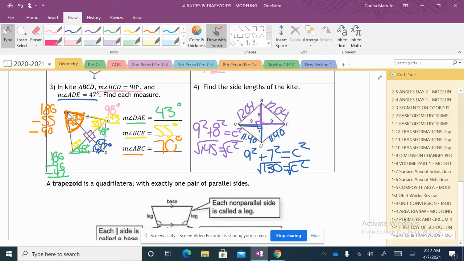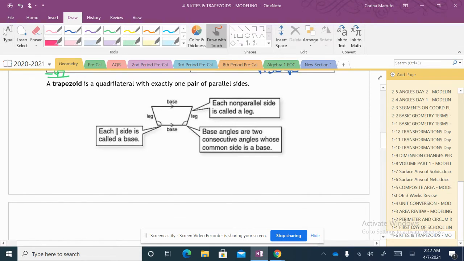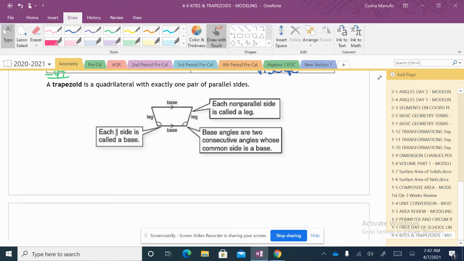All right, the next part says a trapezoid is a quadrilateral with exactly one pair of parallel sides. So these sides are parallel. Each side is called a base, and the non-parallel sides are called the legs. Just like triangles have legs, this one also has legs. Base angles are two consecutive angles whose common side is a base. So these are called consecutive angles. They should be congruent.